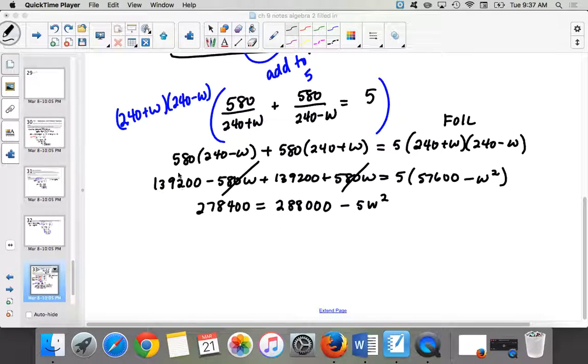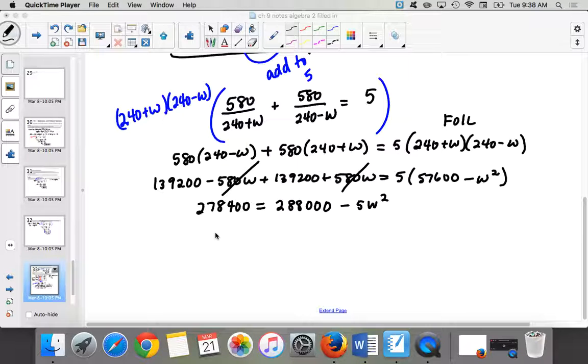All right, so you should multiply the 580 in, and you should get 139,200 minus 580w plus 139,200 plus 580w. So the 580w and the negative 580w cancel. Did you guys get that? And equals 5 times. And when you FOIL this out, your outer and inner terms will cancel, right? Because of the difference of two squares. So you get 57,600 minus w squared. So when you distribute the 5, you get 288,000 minus 5w squared. Okay, do you guys have that?